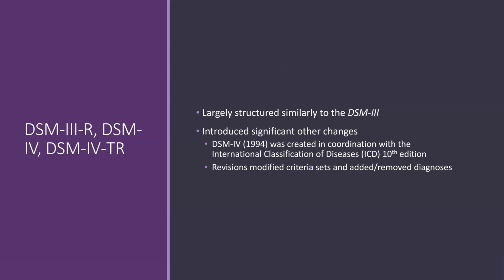So something that the DSM-4 brought was that it was created in coordination with the International Classification of Diseases, also known as the ICD. And the ICD is the most used internationally based diagnostic system for medicine. So this includes all the codes and diagnostic criteria across different medical disorders. And so 1994 was the first time that the DSM was intentionally made to be compatible with the ICD, and it still is to this day. Other revisions just included changing the criteria for certain diagnoses and adding or removing diagnoses.